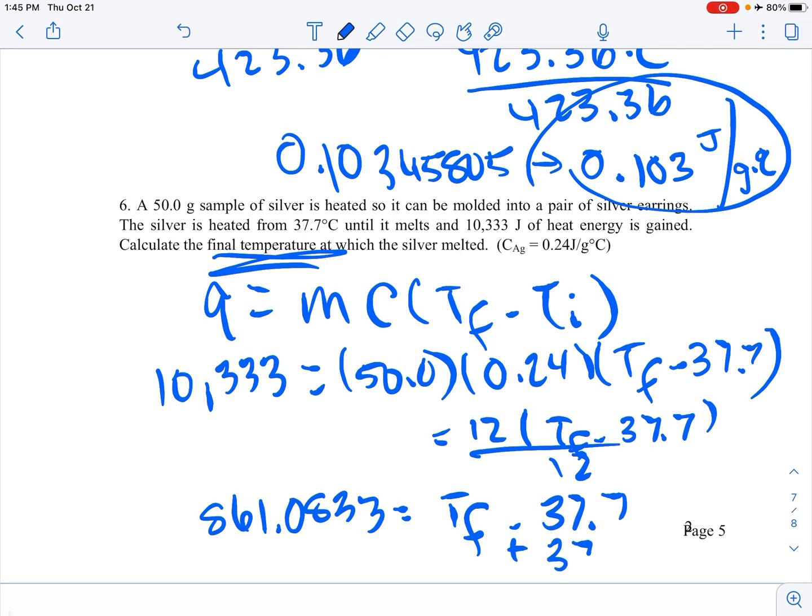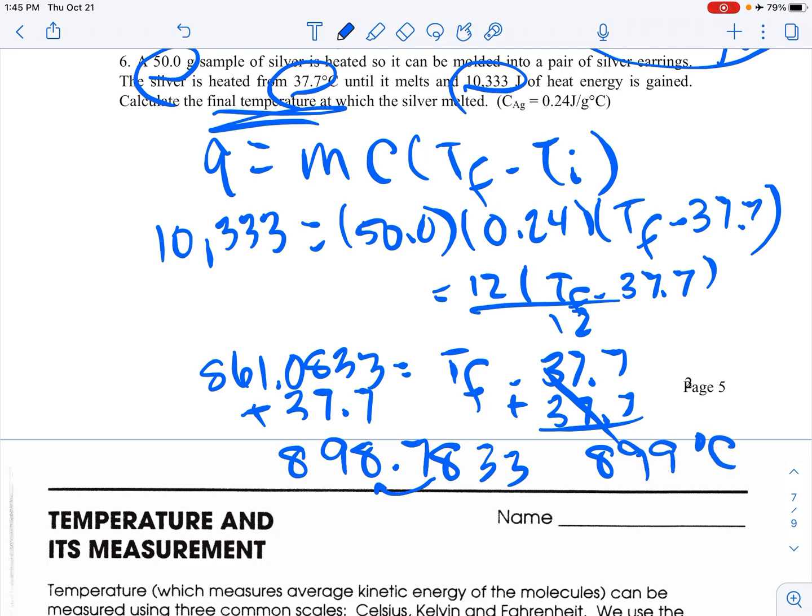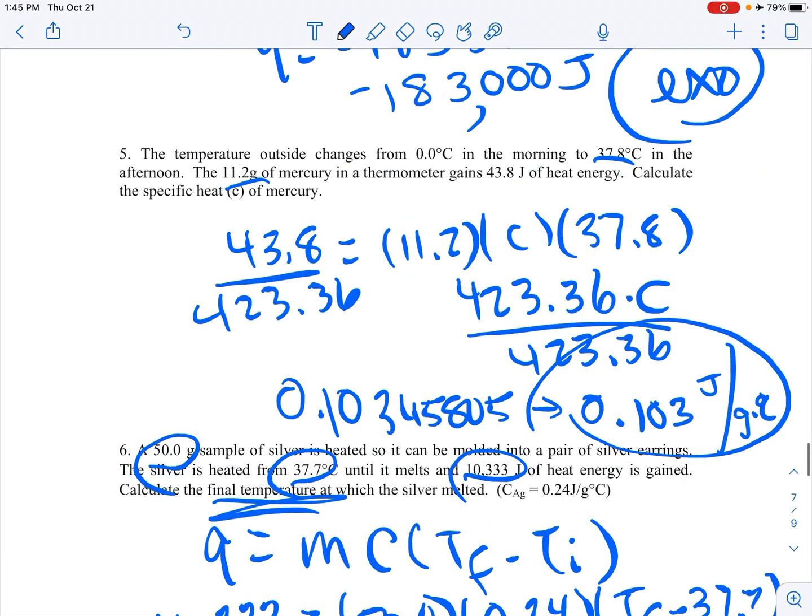Add 37.7 to both sides, and you get 898.78 blah. So sig figs 3, 3, 5, so 3 sig figs. So this rounds it up. 899 degrees Celsius. Wow. Also, I think that was it.